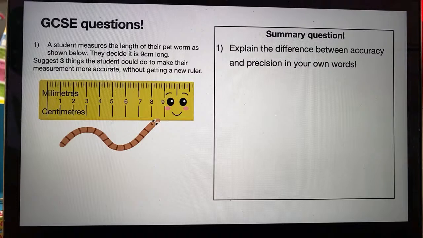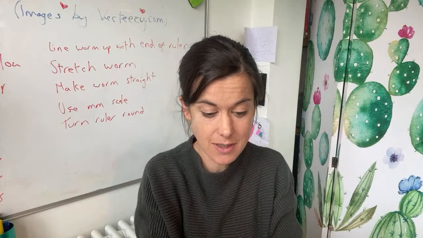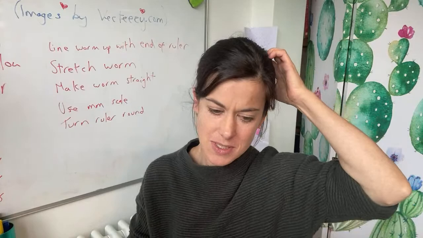Here we go, right. I've got all the wrong answers on the board. How are you getting on? So one of the things that I said, which was wrong, is line the worm up with the end of the ruler. It's not such an obvious thing to do. Did you notice that the worm's lined up with 1 centimetre? So all your measurements are going to be 1 centimetre off. So I was like, line the worm up with the end of the ruler. Have a look at the diagram again.